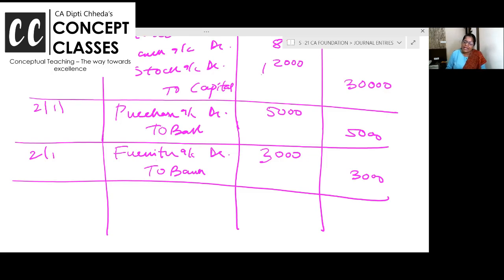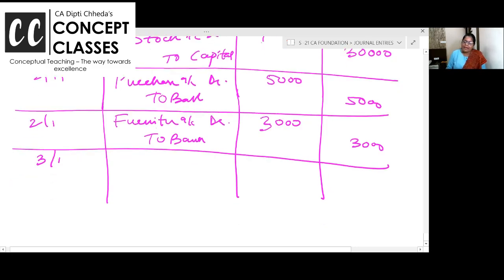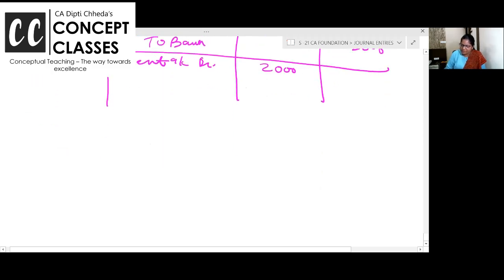Nice. Next, 3rd of January. Paid rent for personal cash, 2,000. Paid rent out of the personal cash. Okay, very nice entries. Rent is paid. Rent account debit. It's an expense. Debit all expenses and rent is paid. Rent account debit. But money is not going out of the firm.